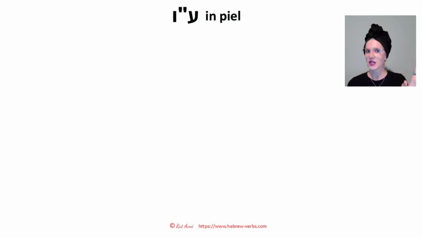So, still, I understand that you might think, yeah, but what are we doing with roots that have a vav on the second root position, but they end up in Piel? So, how do they look, or doesn't that exist? It does exist. It exists much, much, much less than in Paal, yes, but it does exist.